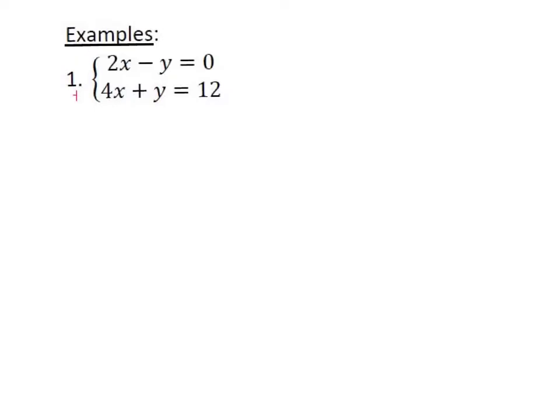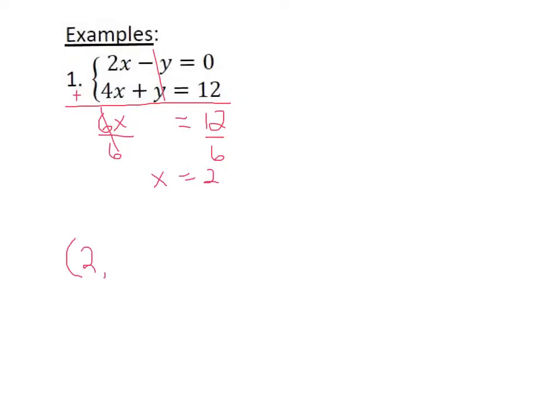So we're going to add these two together. 2x plus 4x is 6x. The y's cancel, and we have it equal to 12. So divide by 6, because I want to get my x by itself. And that gives me x equals 2. So I can go ahead and start writing my point of intersection. The x value is 2.